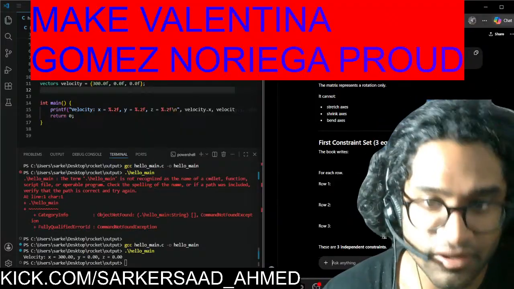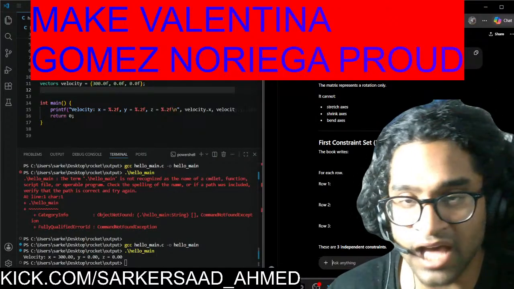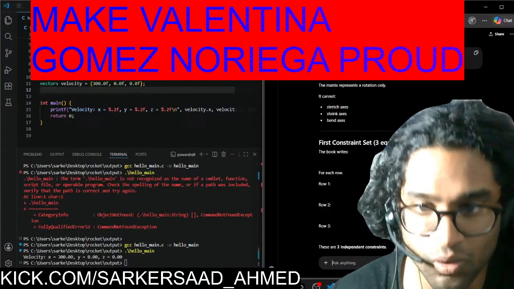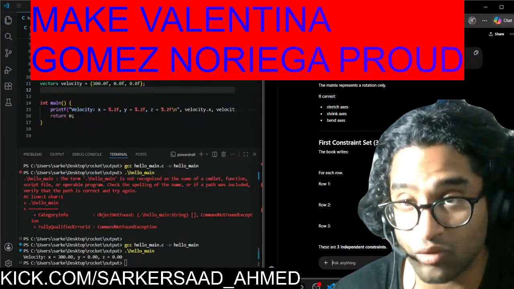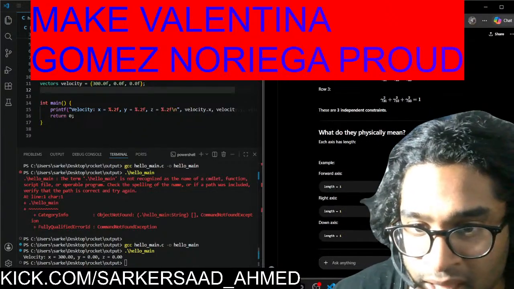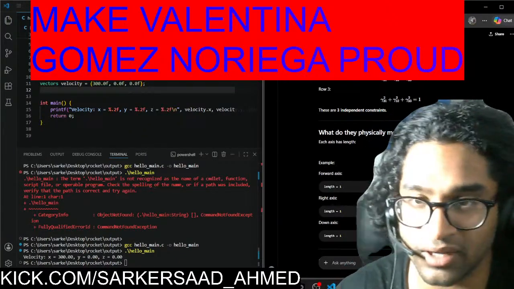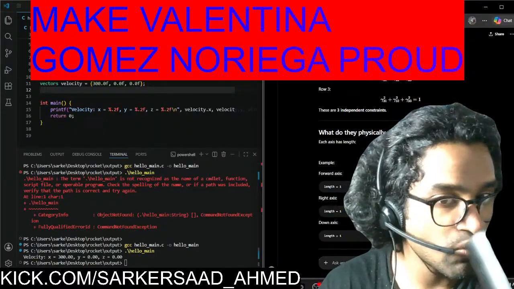First constraint. So if I look at the first row, I'm going to have 1 1, 1 2, 1 3. That's going to add up to 1. And then 2 1, 2 2, 2 3. That's going to add up to 1. If I square that, and 3 1, 3 2, 3 3, that's going to add up to 1. Each axis length is 1. So forward length is 1. Right length is 1. Down length is 1.